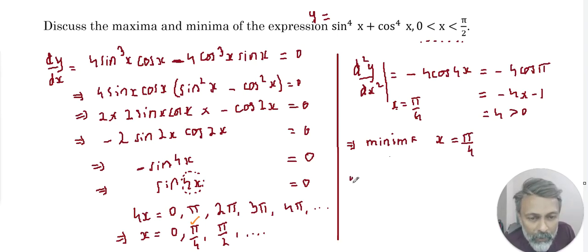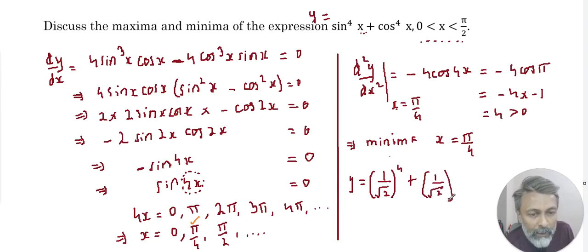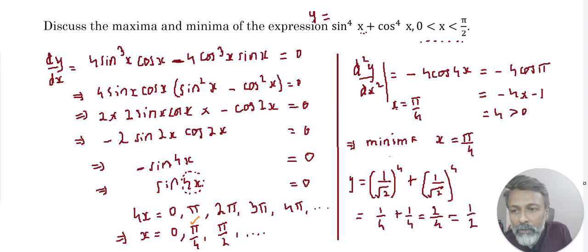Let us find the minimum value by substituting pi by 4 in the equation in place of x. Sin pi by 4 is 1 by root 2. So 1 by root 2 raised to 4 plus 1 by root 2 raised to 4, as cos pi by 4 is 1 by root 2. This will be 1 by 4 plus 1 by 4, which is 2 by 4, which is equal to 1 upon 2, your minimum value.